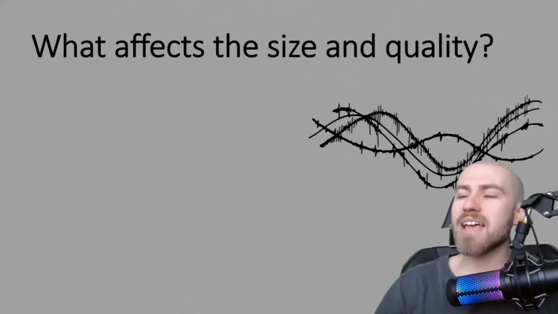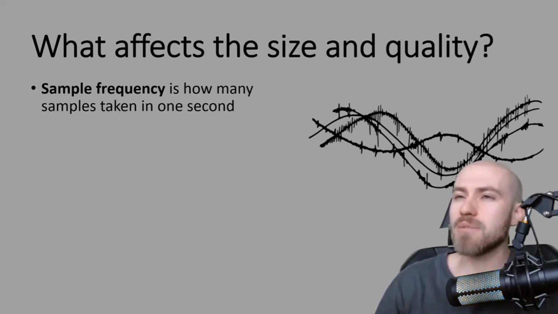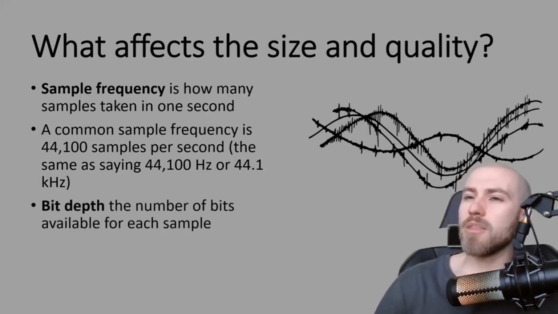Okay, so in terms of what we need to know and think about in our answer, we need to think about what affects the size and the quality overall. So sample frequency is how many samples are taken in 1 second. We mentioned earlier sometimes it would be called sampling, but sample frequency is probably the more common name for it. Now, a really common sample frequency is 44,100 samples every second. But it is measured in hertz, which is the same as saying 44.1 kilohertz. And as we said before, the bit depth is the number of bits available for each of those samples.